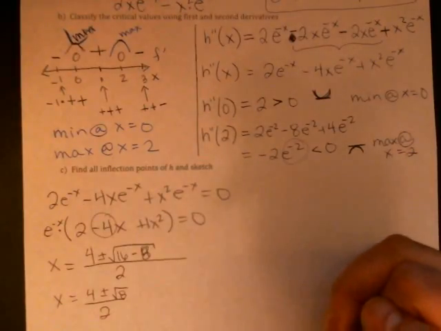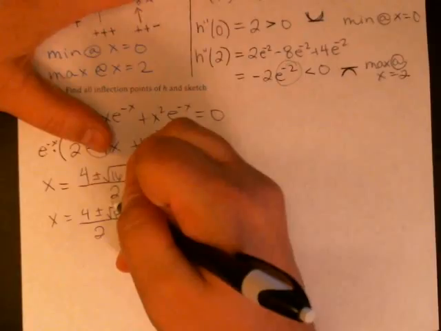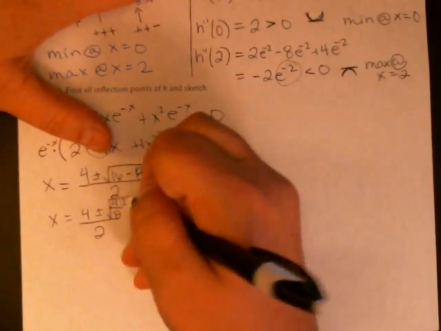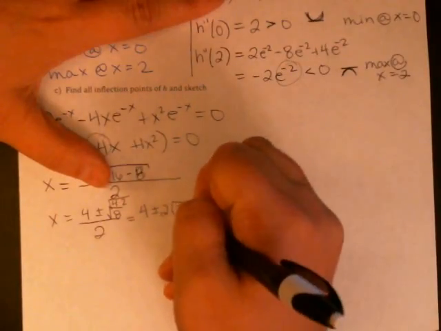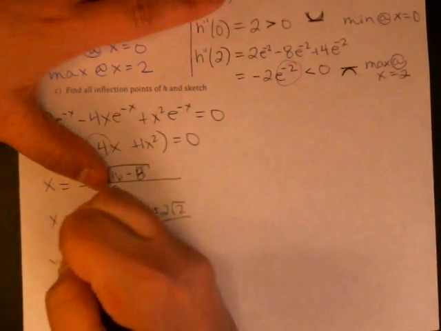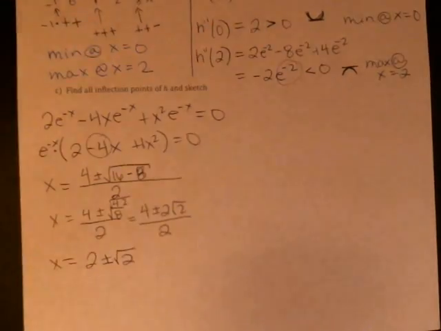It's fine if you leave it like this. I don't really care, but I will point out that if you extract roots, this is the square root of 4 times 2. It turns into 4 plus or minus 2 root 2 over 2, which turns into 2 plus or minus root 2. No more fraction. So that is kind of nice. And we want to hopefully get to claim that these are inflection points. The second derivative is 0 at 2 plus or minus root 2.